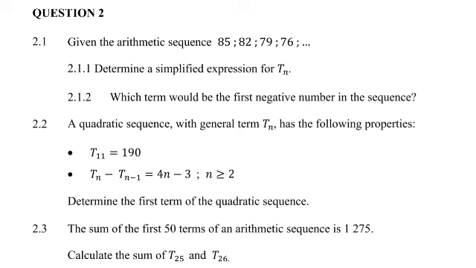In 2.2, we are looking at a quadratic sequence. It says with a general term, Tn has the following properties. T11 is equal to 190, and we have Tn minus 1 is equal to 4n minus 3, where n is greater than or equal to 2. Determine the first term of the quadratic sequence.